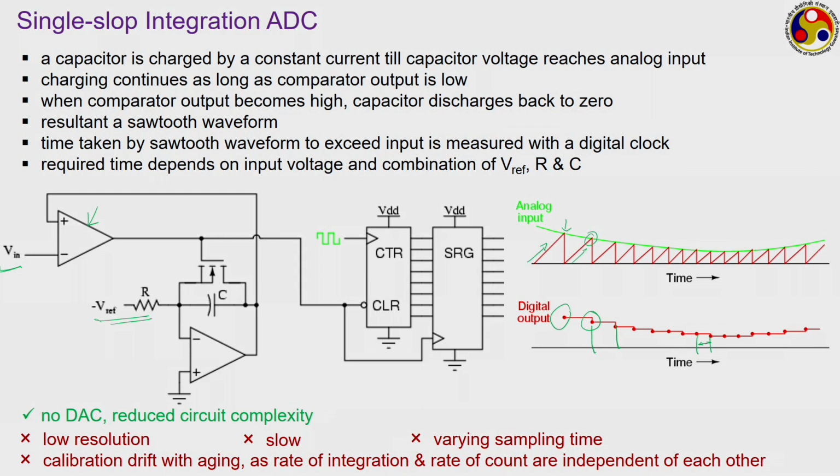One improvement on the single slope integrating ADC is the double slope one, where instead of being charged by a constant current, the capacitor is charged by a current proportional to the input voltage, thereby reducing the operation time quite a bit. Rest of the operating principle remains the same. If someone is interested, you can search over the internet for double slope integrating ADC.